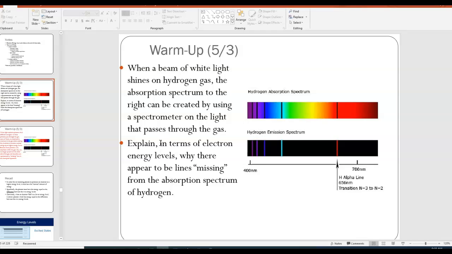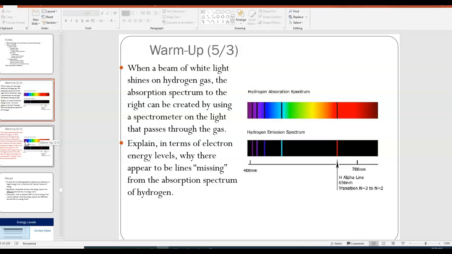So for example, this question says, in terms of electron energy levels. So that means your answer somewhere has to reference electron energy levels. And we basically want to explain why there are lines missing from the absorption spectrum of hydrogen. Okay, so see if you can answer this question, and then compare your answer to what's on the next slide.